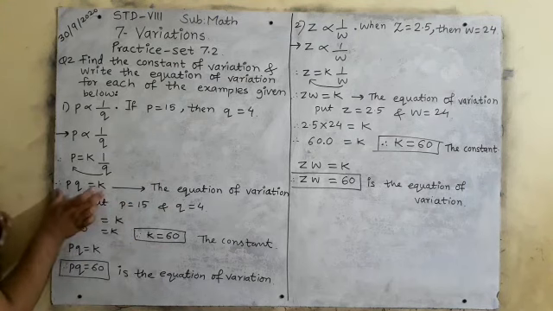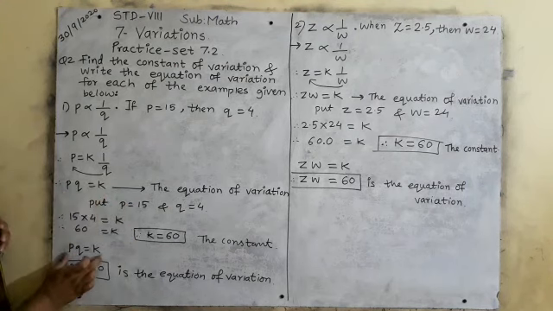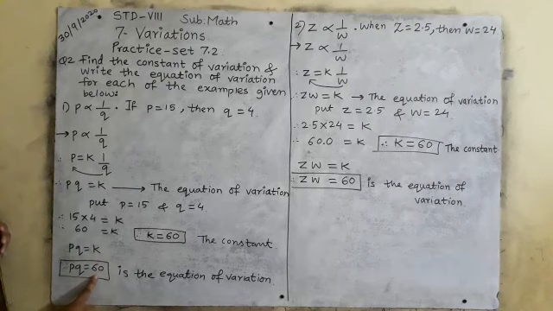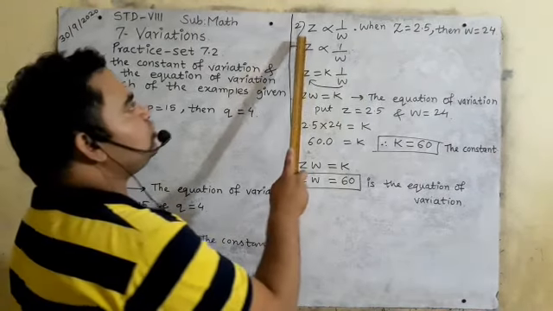Then we have to write this equation again: P into Q is equal to K. So in the place of K, we have to write 60. P into Q is equal to 60 is the equation of variation. Okay. Now see question number 2.